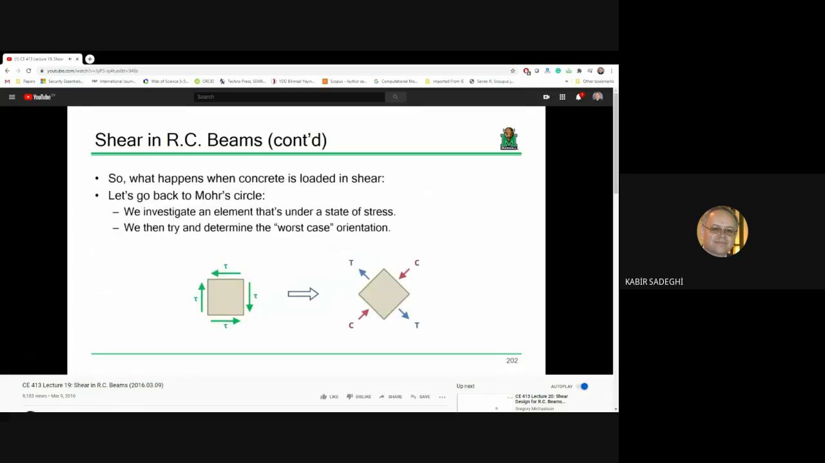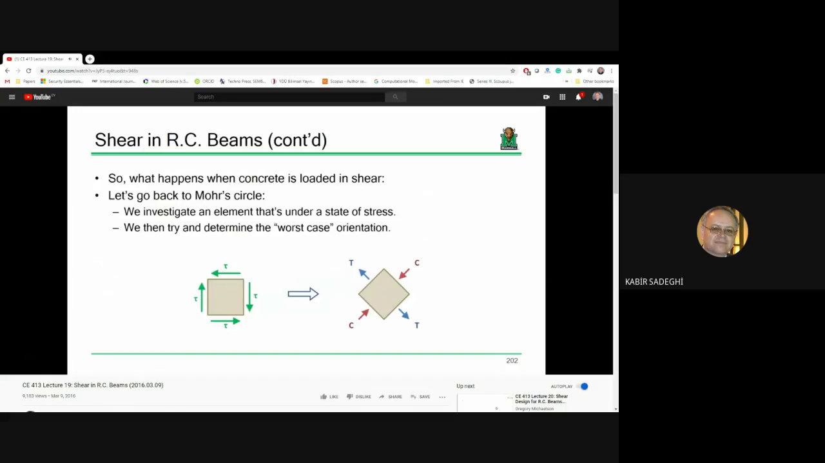Now, what happens with shear? Go back to that wonderful world of Mohr circle. Y'all know about that, right? Remember, you've got a stress state in two dimensions, and you want to determine what the principal stresses are and the maximum shear stress and what have you.